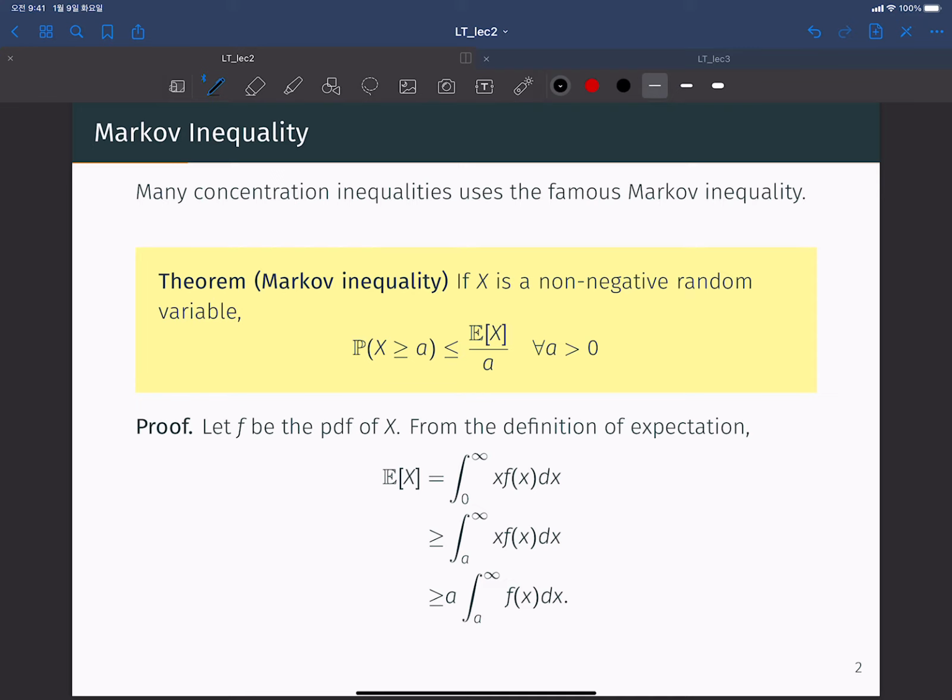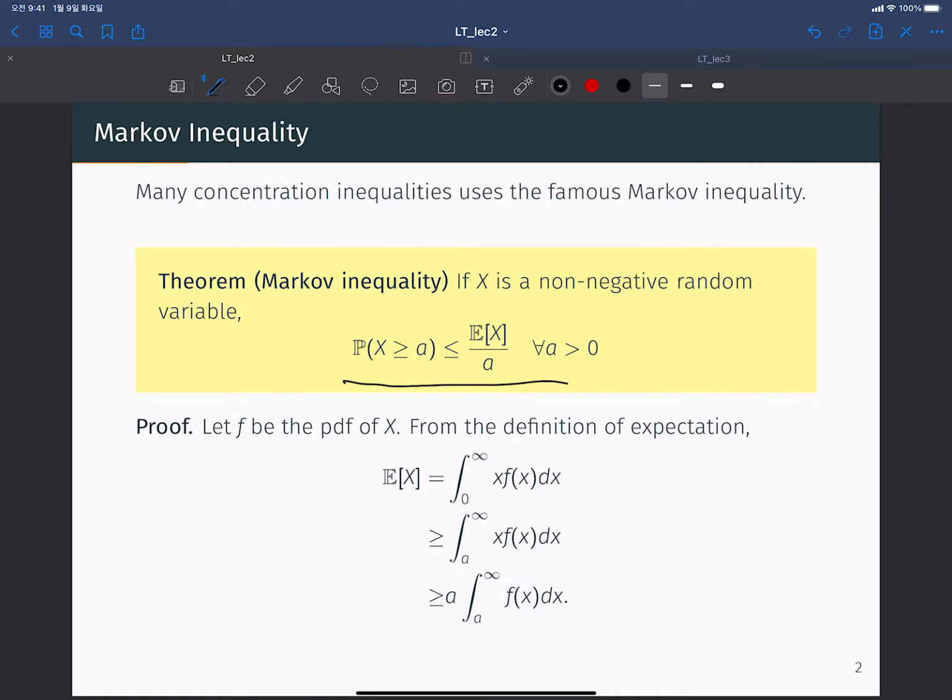Markov inequality is a very important inequality to show other concentration inequalities. So I will first show what the Markov inequality is and how to show it, and then I will describe other concentration inequalities. Many concentration inequalities use the famous Markov inequality, stated as follows.